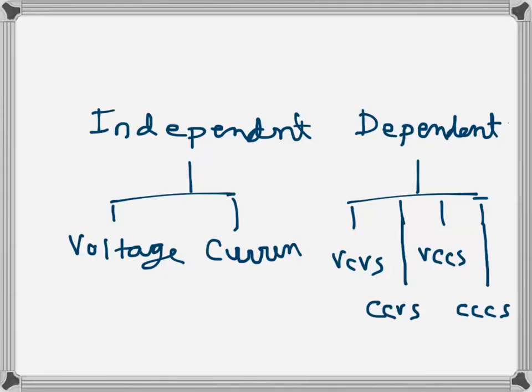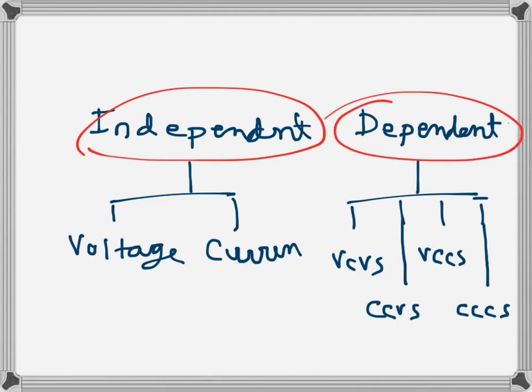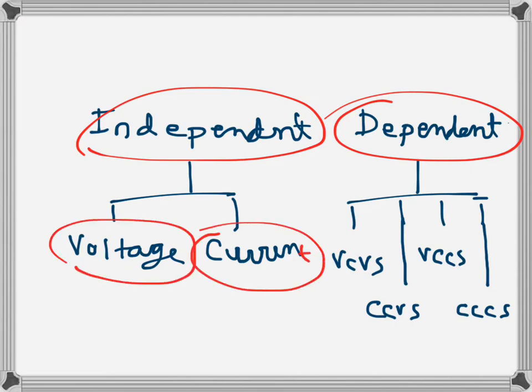I want to talk a little bit about active sources in this video. So there are two kinds of sources, independent and dependent sources. And for independent sources, there are two kinds, voltage sources and current sources, and I will come to dependent sources in a minute. So let's first talk about independent sources.